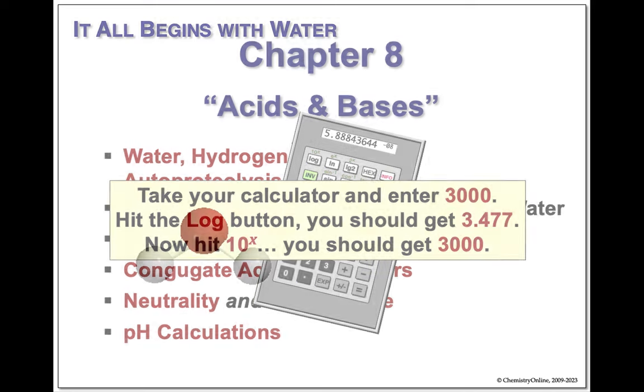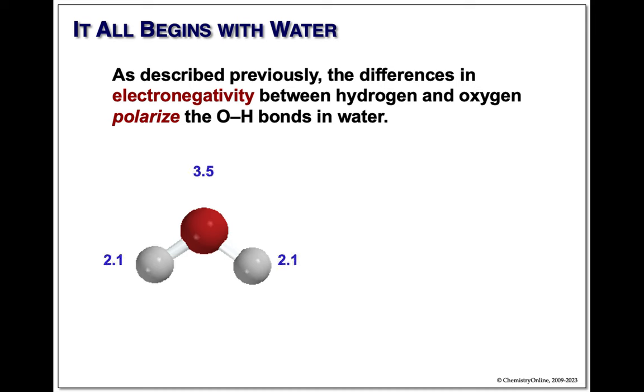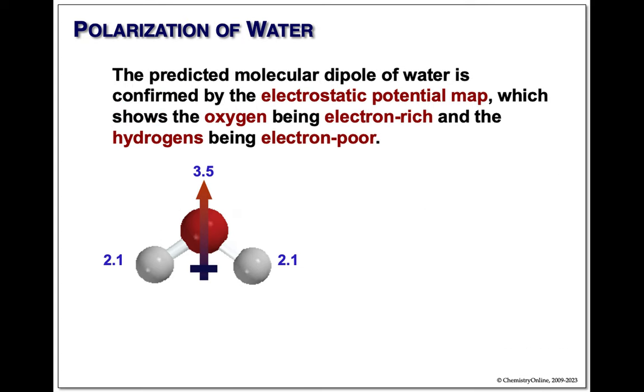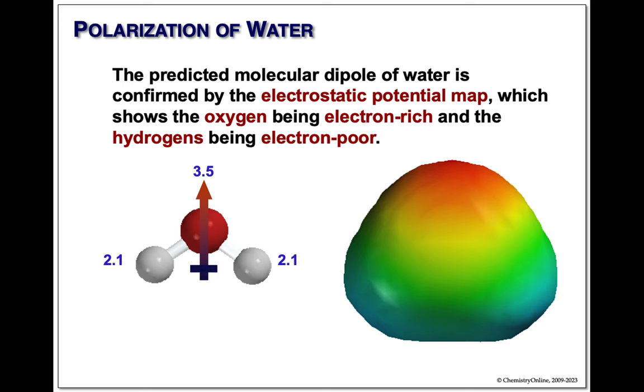All right, in chapter 7, we talked about electronegativity and the fact that most covalent bonds are actually polarized. The OH bond is significantly polarized because the electronegativity of hydrogen and oxygen differs significantly. That generates a molecular dipole, with the bottom half of the molecule being positive and the top half being electron rich or negative. We saw the electrostatic potential map that confirmed that. Again, blue represents electron deficiency down here by the hydrogens, and the red excess electrons by the oxygen and the lone pairs.